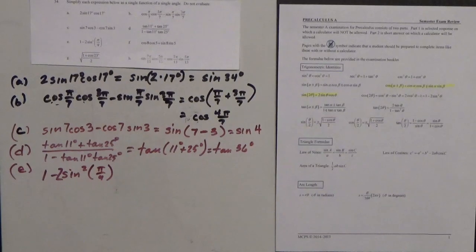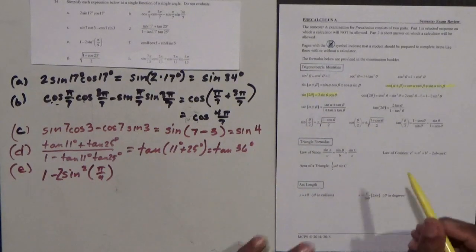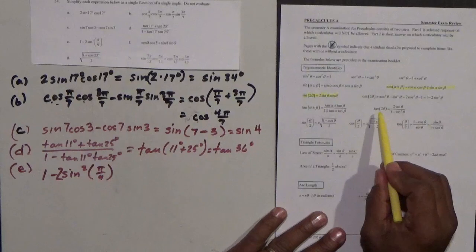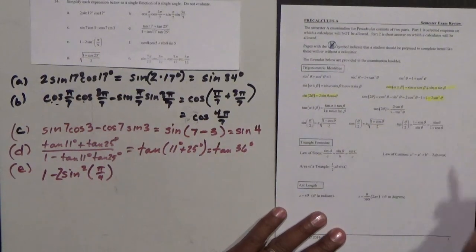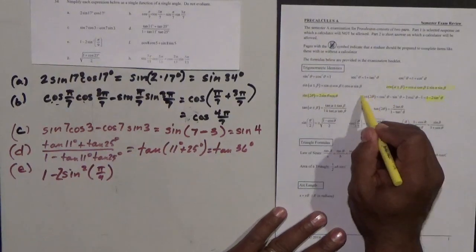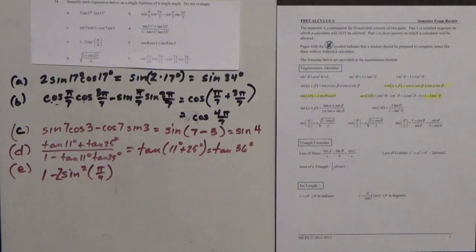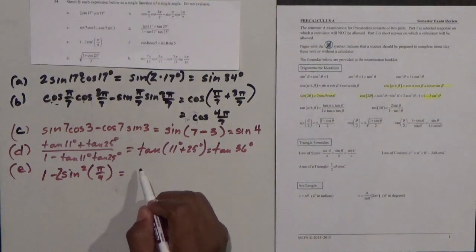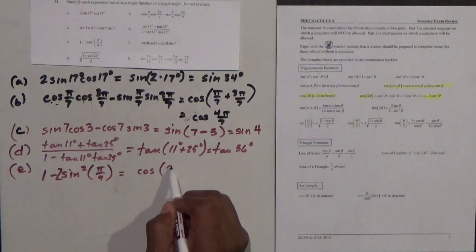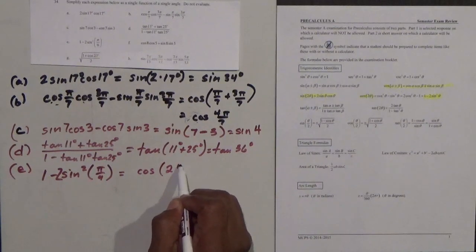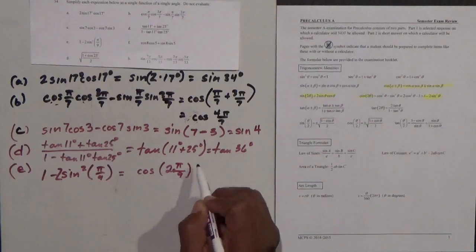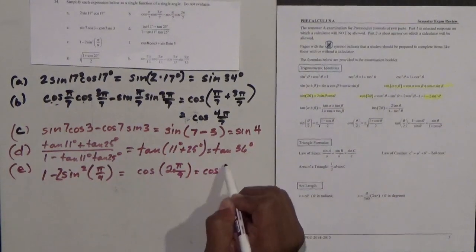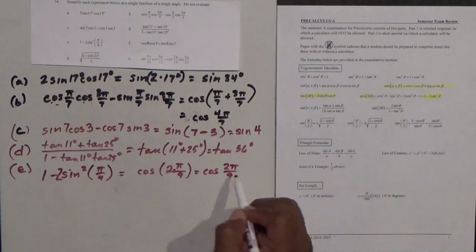Alright, and I'm looking for some 1 minus. I'm doing the same thing that you do. So I'm just trying to see which one fits, and it's this one right here. Alright, and so that's that double cosine. So what we want to say is that we have cosine 2 times pi over 9. And that's going to give me cosine 2 pi over 9.